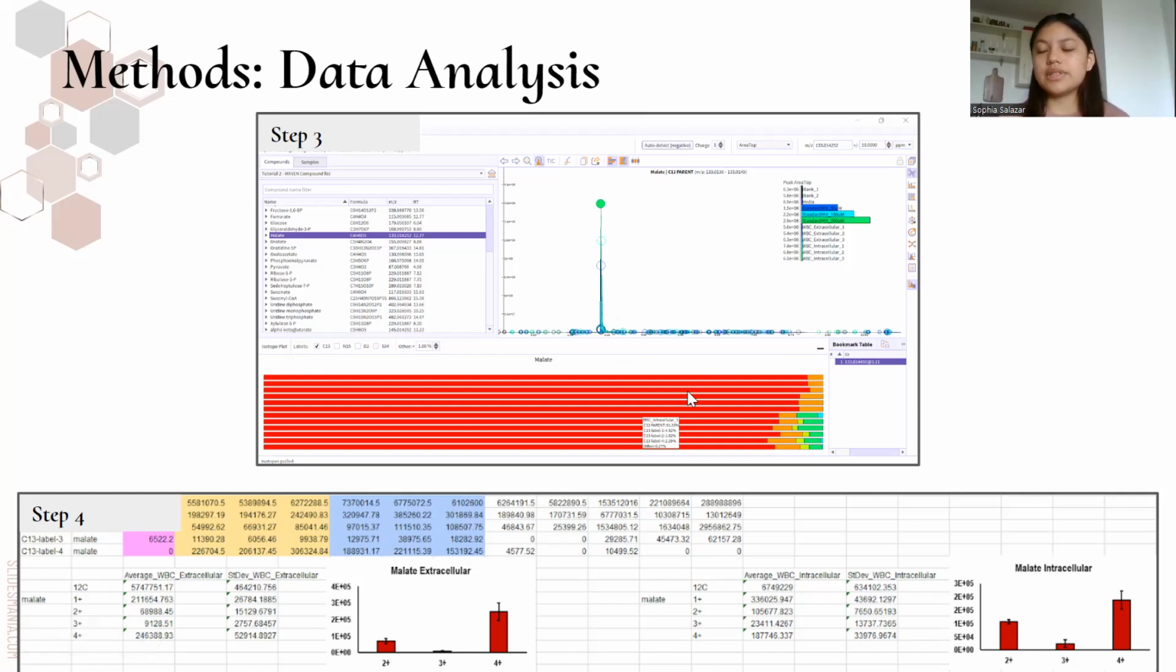Then this data was exported into Microsoft Excel, and this software was used to create bar plots for intracellular and extracellular metabolite isotopomers. You can see this is an example of the graph for malate extracellular. And these plots really help to trace the isotope labeling patterns as well.